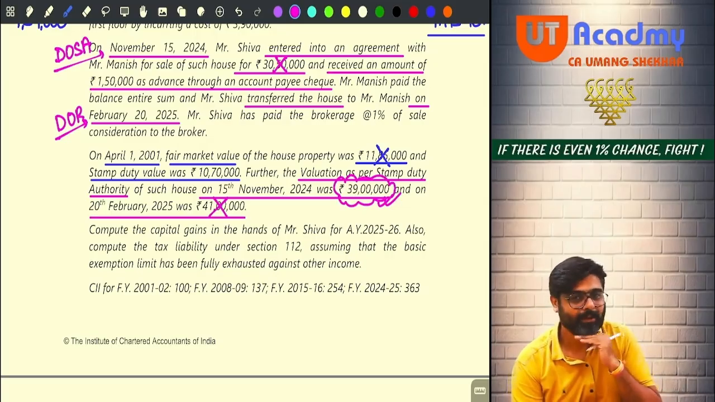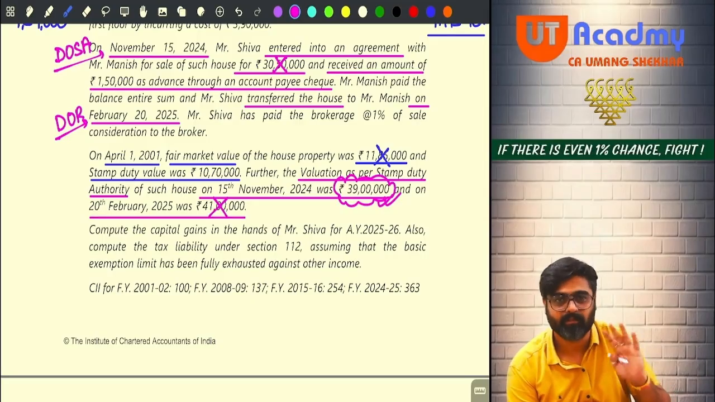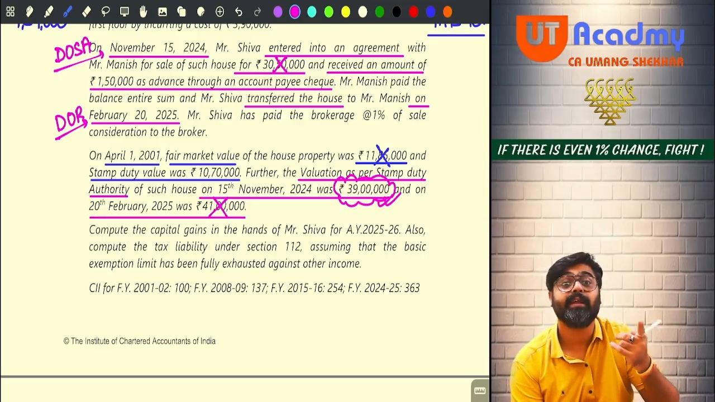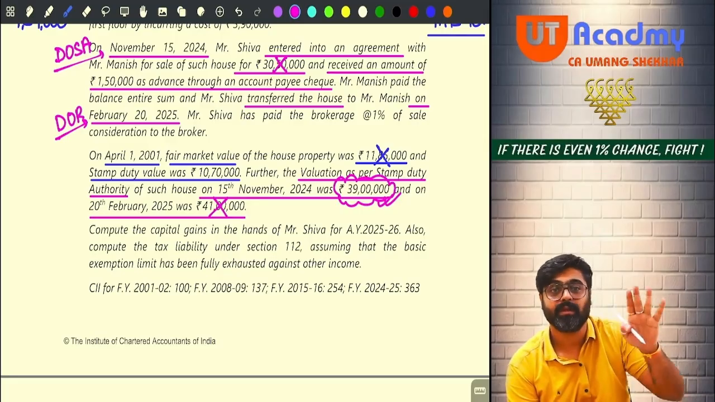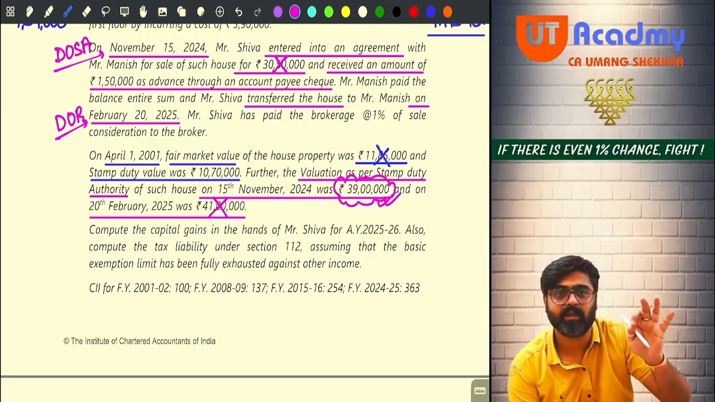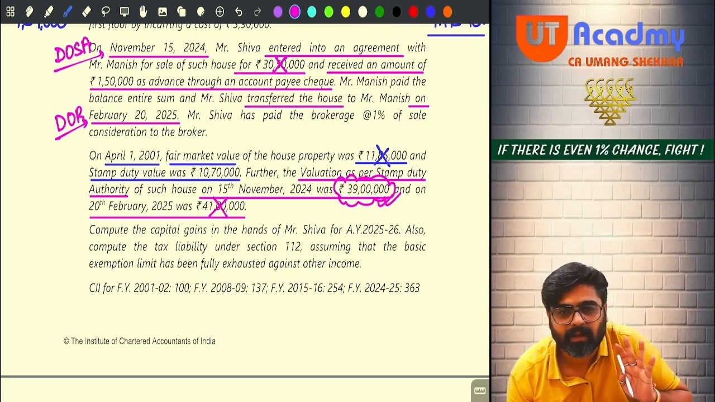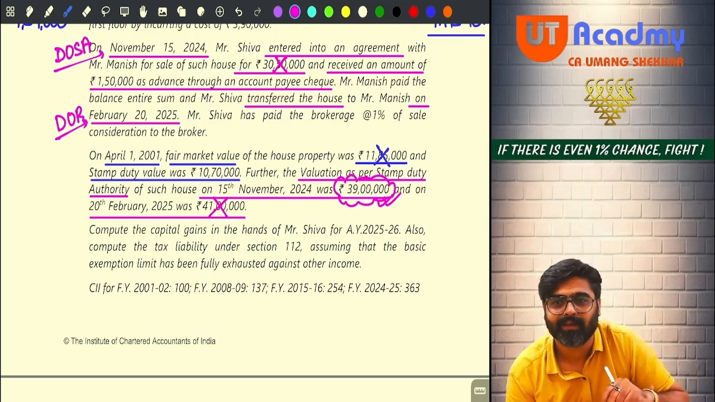Now, when did you sell the property? 15th November 2024 or 20th February 2025? The actual sale happens when the property is registered. Okay, so date of registration we always check for the transfer. So what is the date of transfer? 20th of February. As on that date, the property is transferred. Can I say that date is on or after 23rd July?